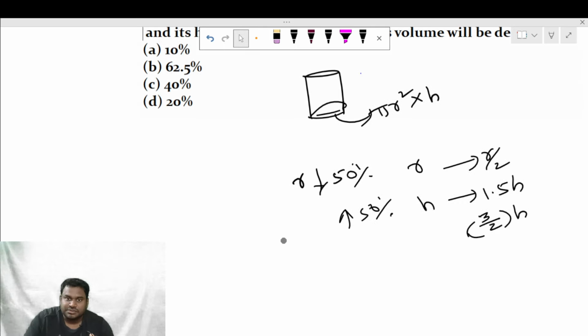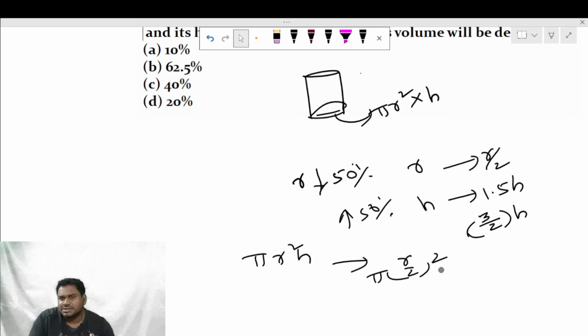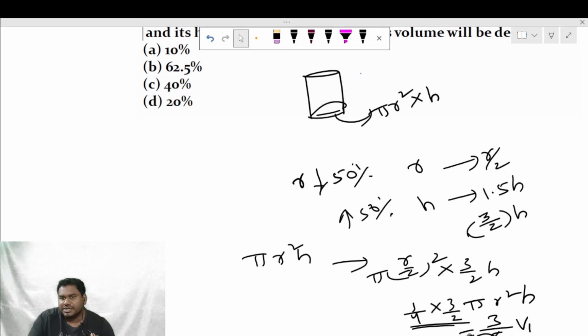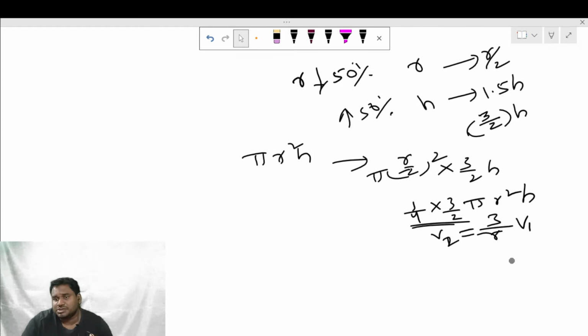Now you can change the formula pi r squared H into pi times R by 2 whole squared, into 3 by 2 H. Pi will be the same. If you take the numericals outside, it will be 1 by 4 into 3 by 2 times pi R squared H. How many times did it become? It is nothing but 3 by 8 times the initial volume. If I take the initial as V1, this is V2, and V2 is equal to 3 by 8 times V1.